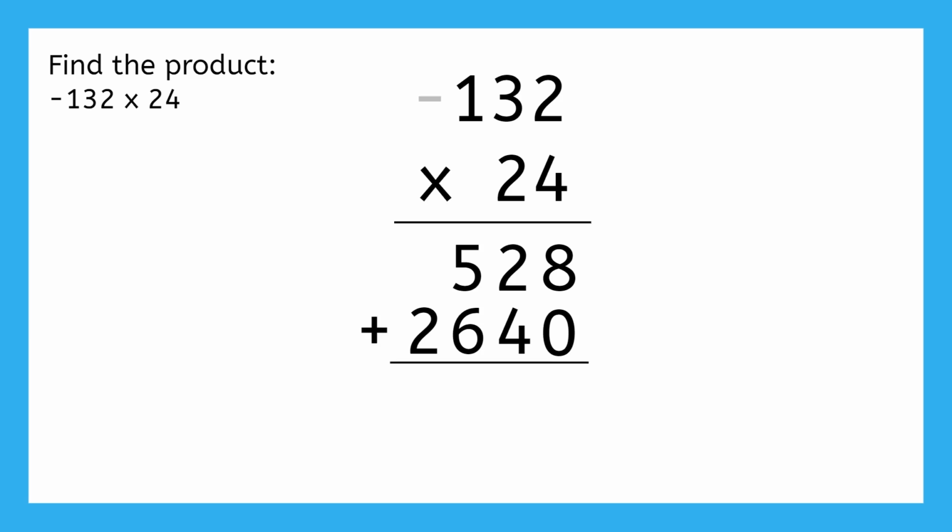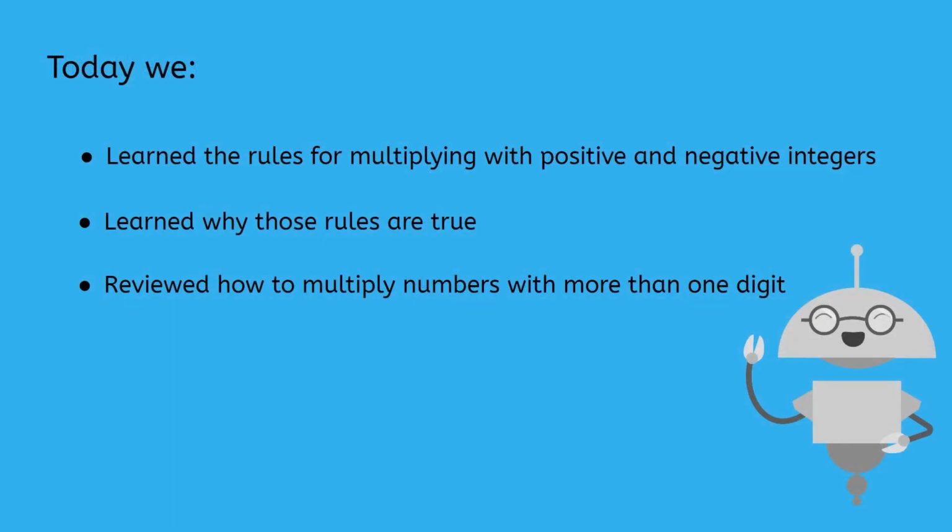Remember, when we're adding positive integers, we start at the right, adding each place value together. Remember to regroup by carrying 1 to the next place value, and then we have our answer. Except that we need to remember that we multiplied one negative number and one positive number. So we actually know that our answer is negative 3,168. Whew, nice work.